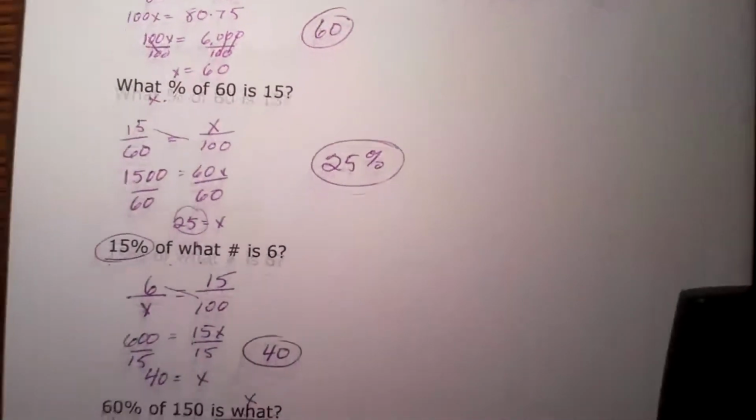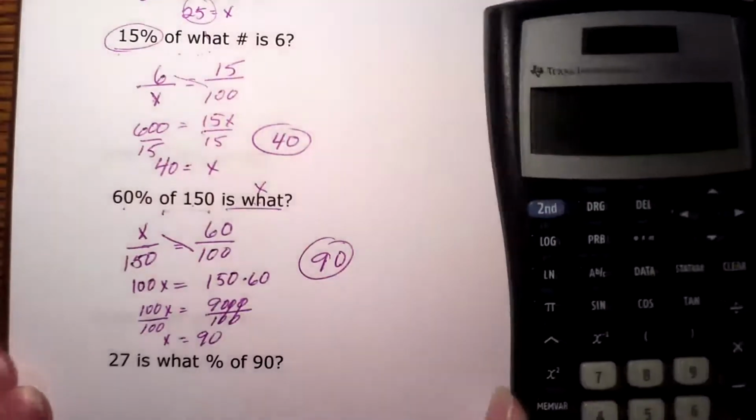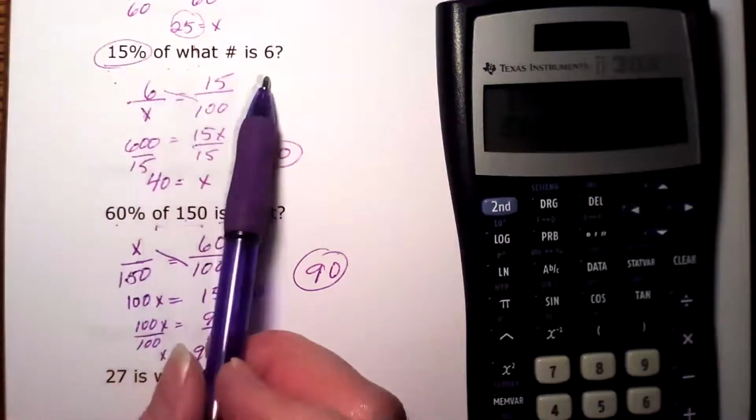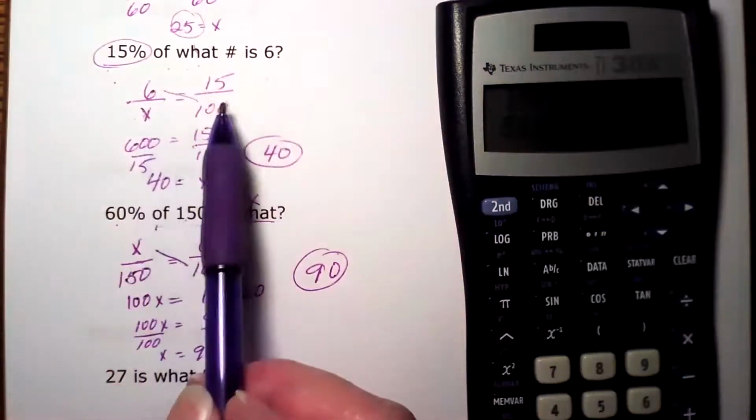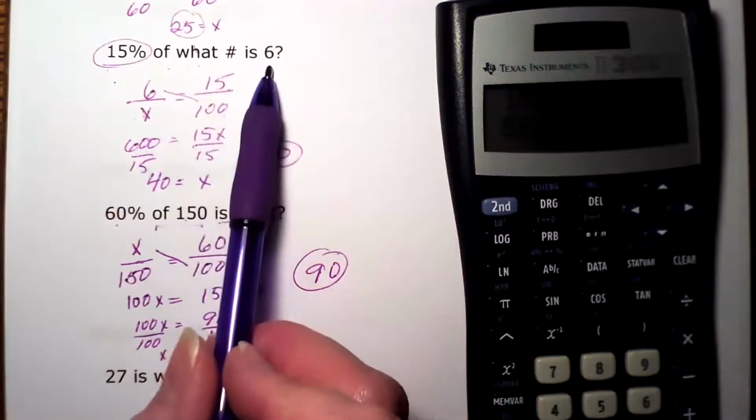And you didn't get to see any of those, did you? I just realized I didn't slide this up. So let's go back to this one when we did 15% of what is 6. The 15 was over 100 because that's the percent. Is the part.